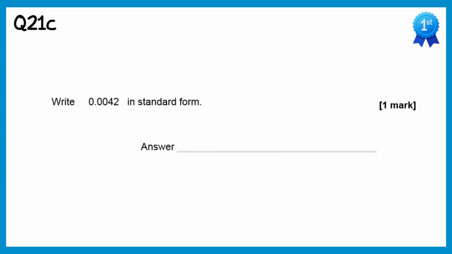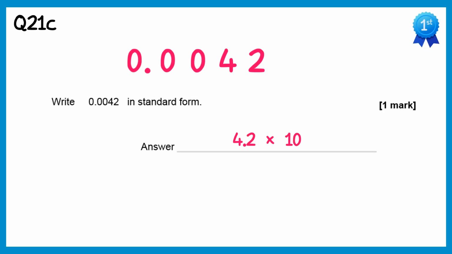For this question, we need to write this number in standard form. Standard form starts with a number from 1 to 10, so for this one it would be 4.2. We're then going to times this by a power of 10. You should notice that because this number is quite a small number, we'll need a negative power. So start with 4.2 and we'll see how many places that decimal point would move. It's 1, 2, 3 places. So the answer to this is 10 to the negative 3.